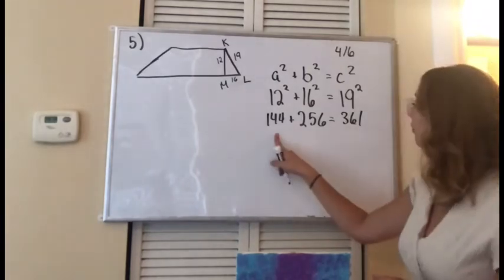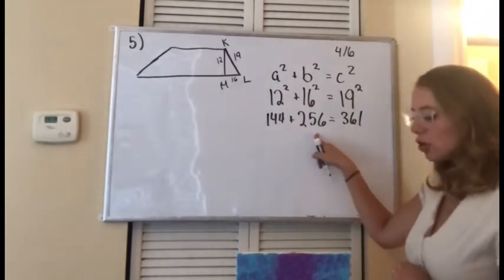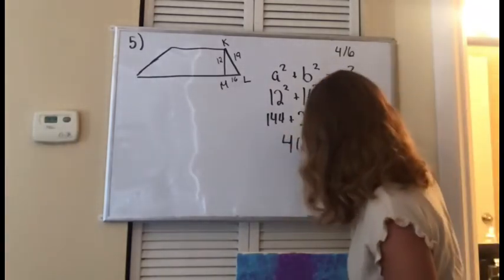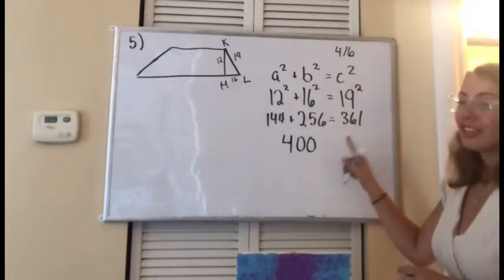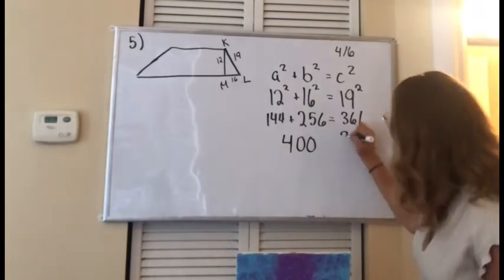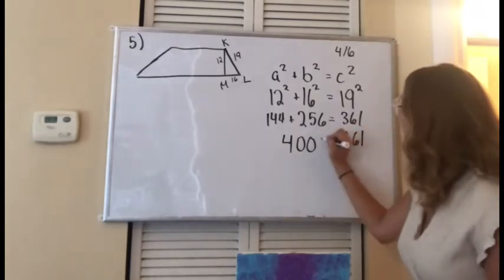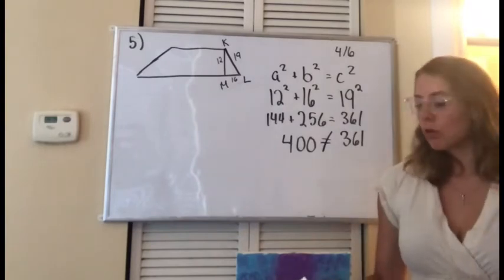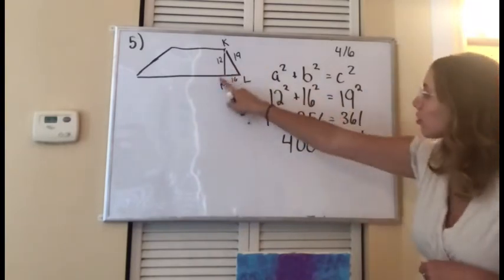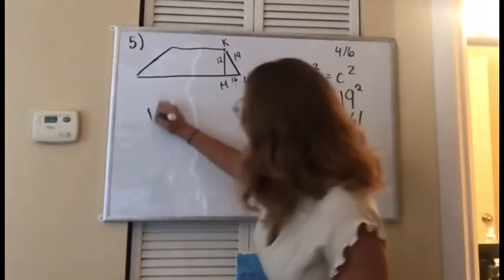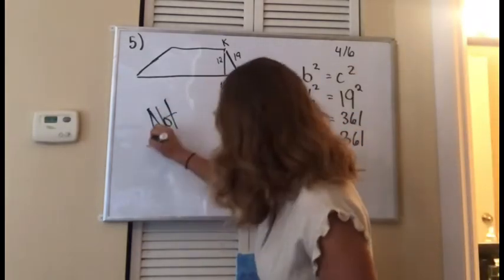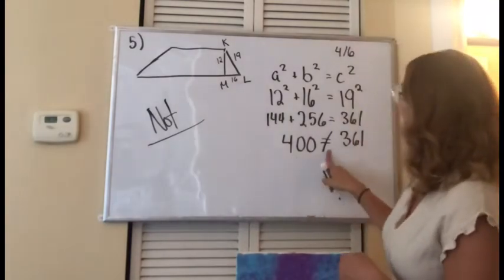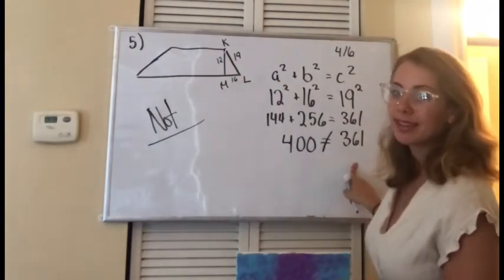But 144 plus 256 is 400, which is not the same thing as 361. I put an equal sign with a slash through it because they are not equal. So this triangle right here is not a right angle because 400 does not equal 361.